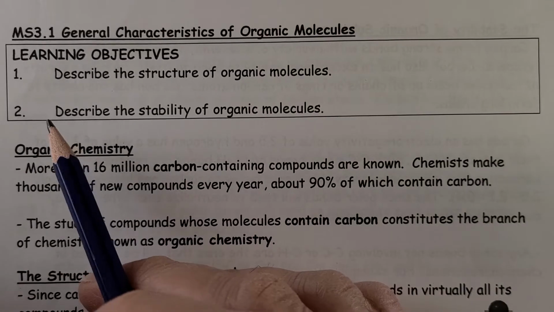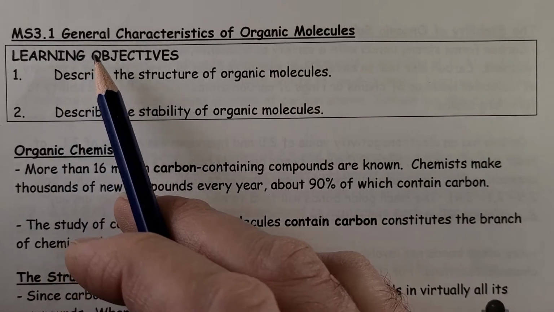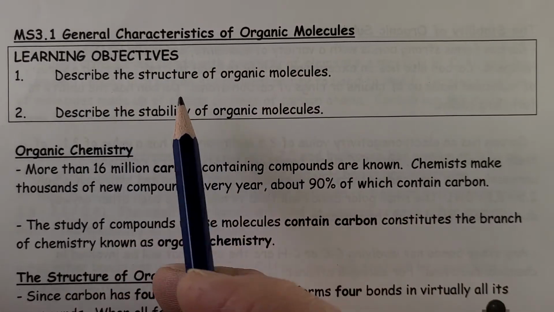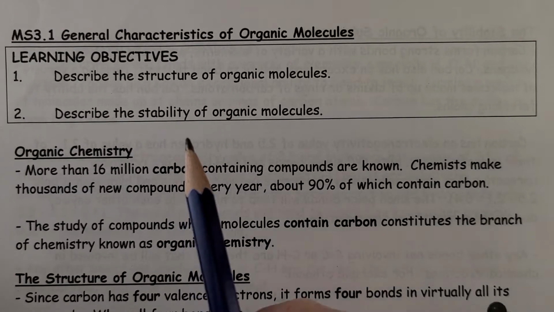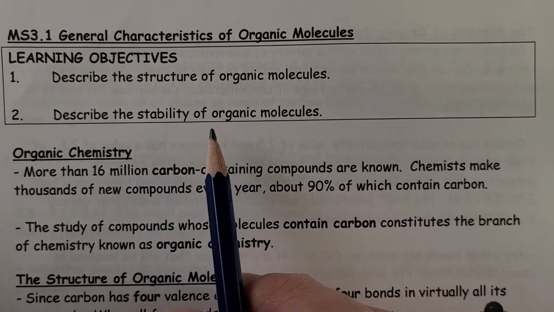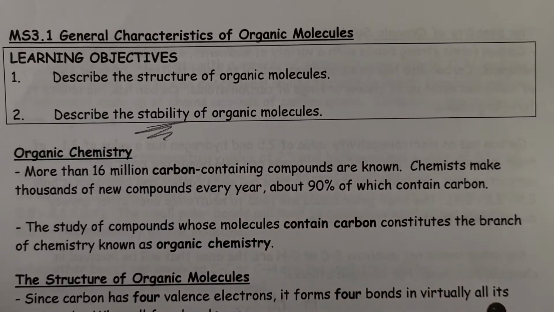Welcome back, Chemistry 30. This is the MS3.1 General Characteristics of Organic Molecules section. So here, this is the start of MS3. We'll be looking at the structure of organic molecules and describe why they are so stable.